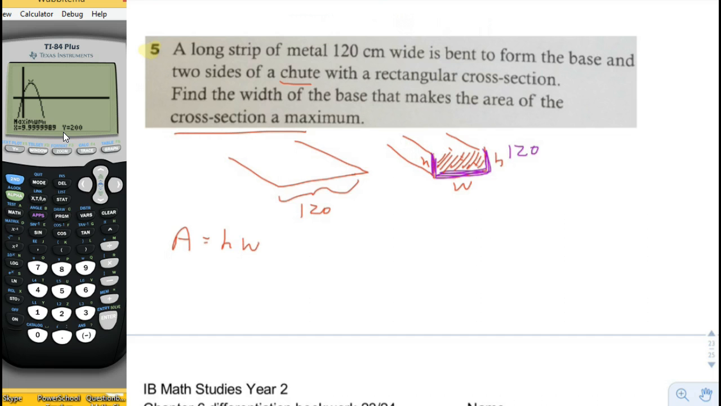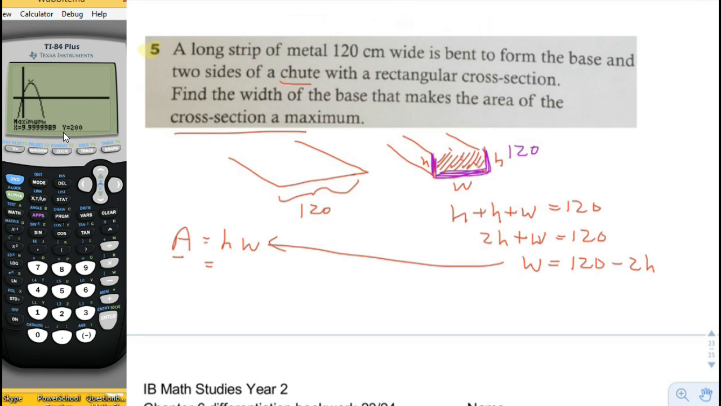And then I can relate H to W by saying, hey, H plus H plus W is equal to 120, or 2H plus W equals 120. And I want to optimize A. I want to make it maximum possible. So let's get rid of either the H or the W. It's easier to get rid of the W. By subtracting 2H from both sides, we get that. And then we substitute the W in there, and then we get H times 120 minus 2H. And now we have an equation for A just in terms of the H variable.